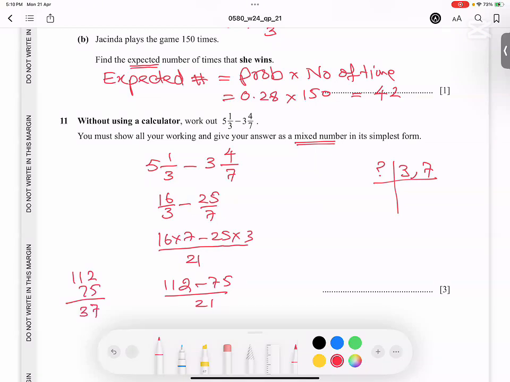So 37 over 21 is coming with us. Is the question over? Not at all. We have to convert into a mixed fraction. And what is the method? 37 inside 21. 21 times 1 is 21, and I got a remainder of 16.